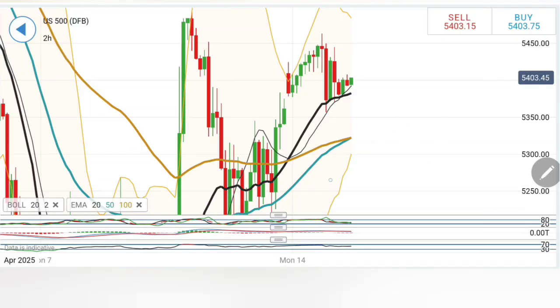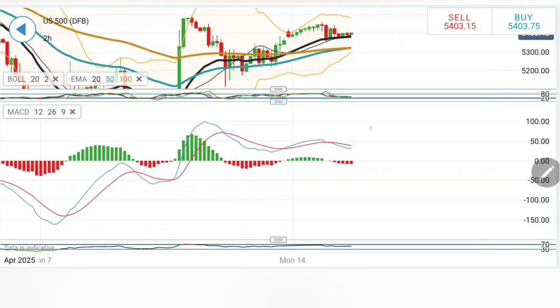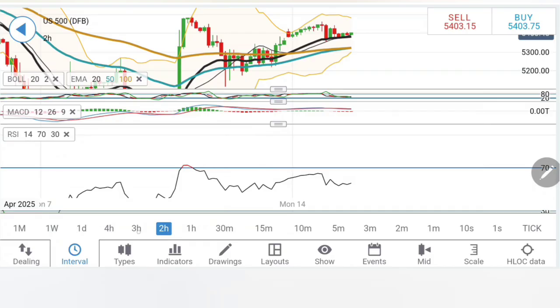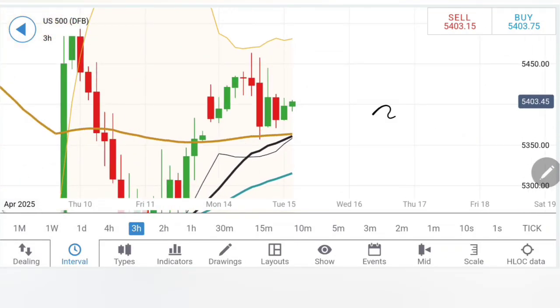Till the time it fails to give you a breakout, do not treat this as either bullish or bearish. Stochastic has dropped, the MACD has crossed over, trading with bearishness right now. The RSI is running flat, not showing any significant signs here. On the 3-hour chart, similar observation. See, a reversal sign is seen, then bearishness, and since then it is trading with consolidation.